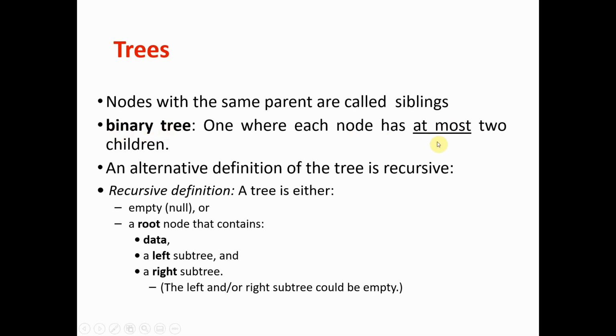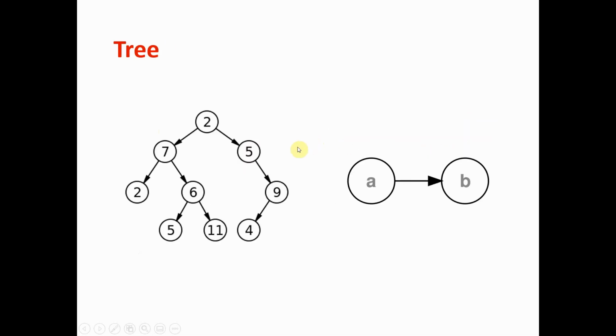Okay, just pay attention here. It says maximum 2, not exactly 2, maximum 2 children. So let's look at this one. Is this a binary tree? Yes, it is, right? Because you can look at every single node here, right? They either have 0 children, this one has 1 child, and this one also has 1 child. These 3 nodes have 2 children. So every node has a maximum of 2 children.